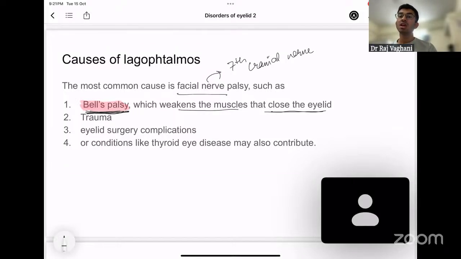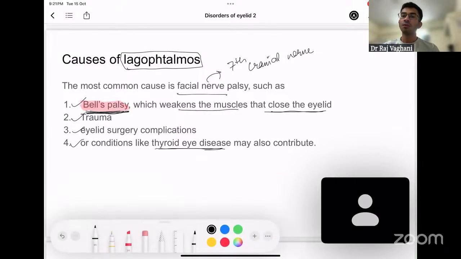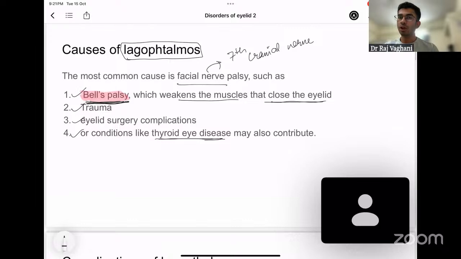Okay, the fourth is conditions like thyroid eye disease, which may also contribute. Thyroid eye disease can contribute to lag ophthalmos because thyroid disease has a manifestation on the eyes as well, and one of the eye manifestations of thyroid disease is lag ophthalmos. That thing you have to remember. So we have discussed 4 causes of lag ophthalmos: Bell's palsy, trauma, eyelid surgery complication, and thyroid eye disease. These are the 4 causes that you have to remember.